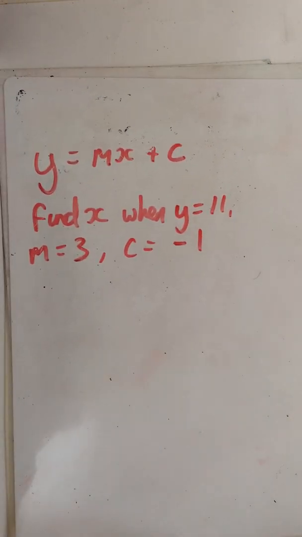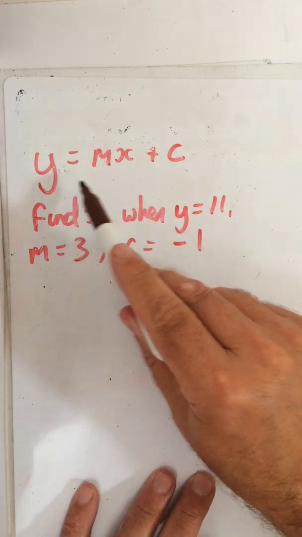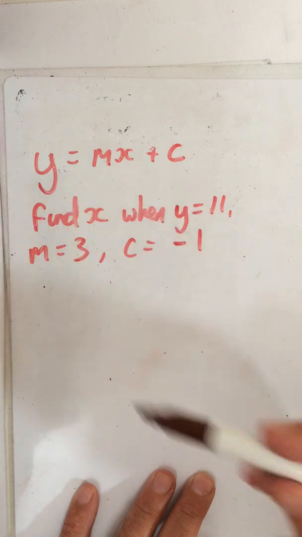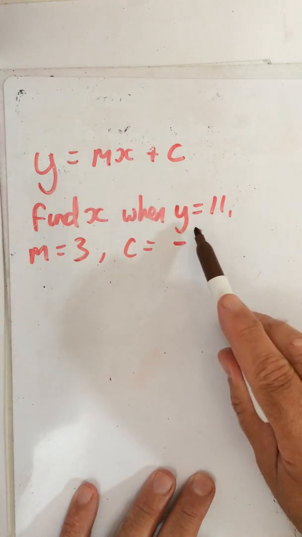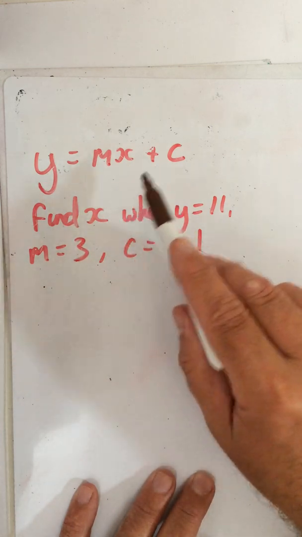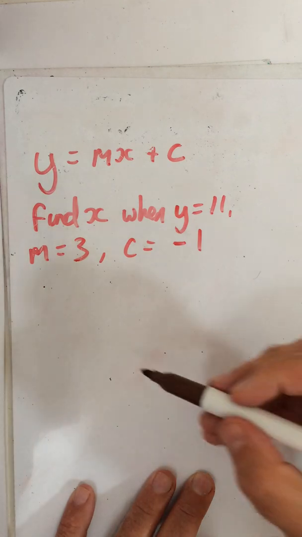Now this is more of a real life application, and this is a real equation. This is an equation you will be using in future, and you can see you have to do your substitution. So we have to find the value of x when y is 11, m is 3, and c is minus 1. So I'm just going to write those numbers in.